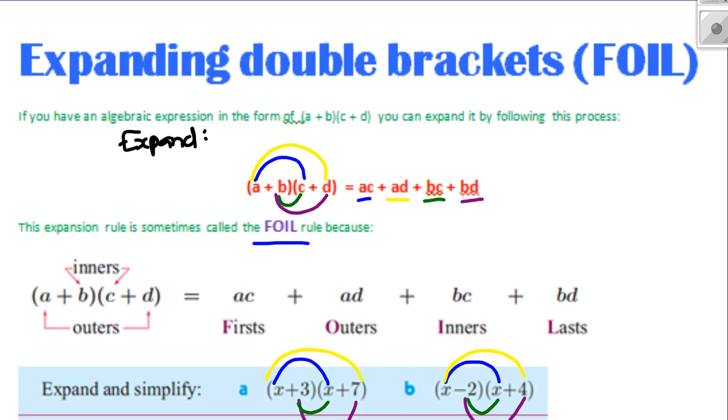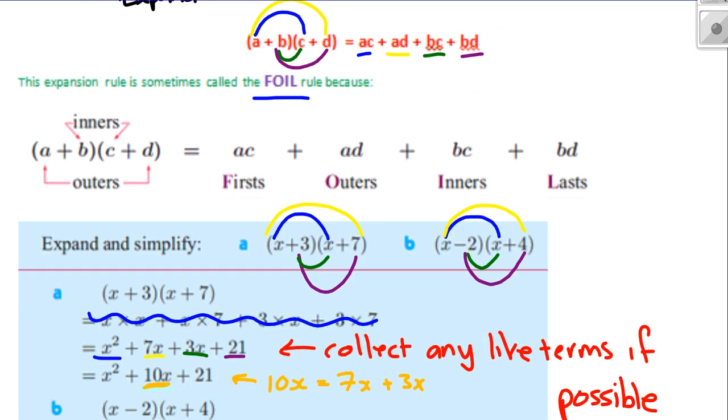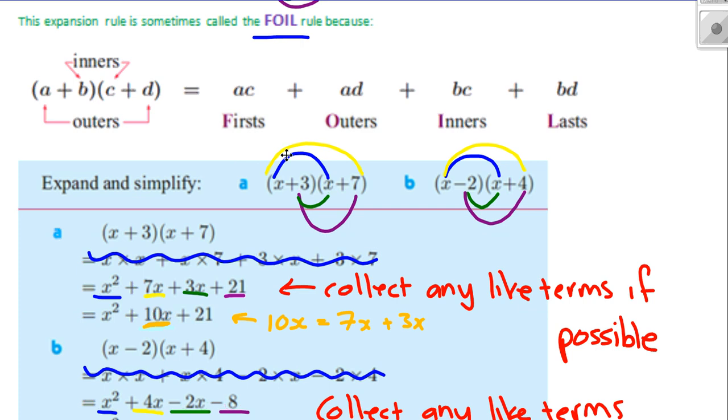The expansion rule is sometimes called the FOIL rule because, as I said, it's firsts, outers, inners, lasts. FOIL is not considered an instruction. FOIL is just a method. The instruction would be to expand. You might be given an expression and just be asked to expand. If you're not asked to simplify, you have to automatically simplify. If it's expand, you need to do the rainbows, plus if there are any like terms, you need to collect them. That's what simplify means. So expand means expand and simplify, even if they don't tell you to simplify.